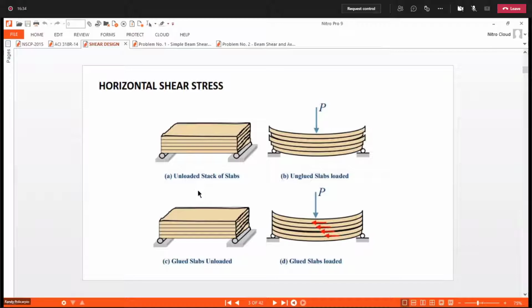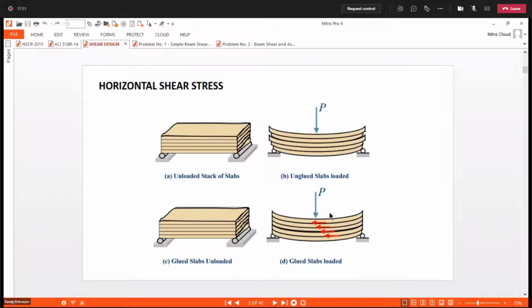In letter A, the slabs in our stack are not glued to each other; they were just placed on top of one another. While in letter C, our stack of slabs is glued. Here it is unglued. Once these are loaded, as in the letter B figure, you will see how the stack of slabs behaves once the payload is applied. Each slab will slide and they separate from each other.